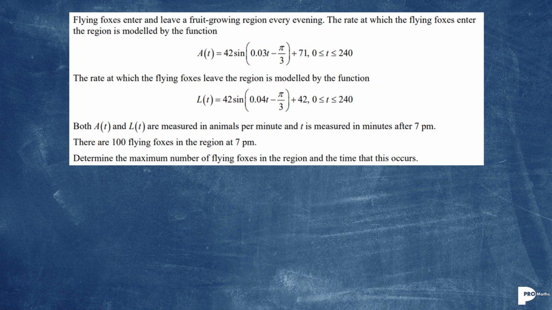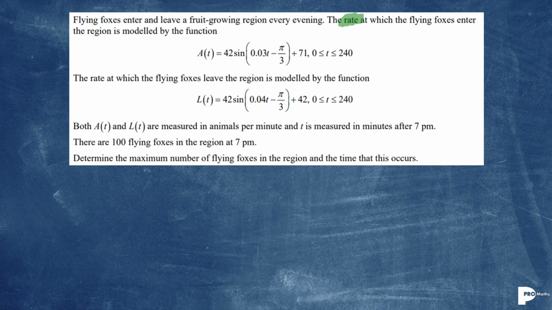Alright, not going to read through the whole thing, so like I said, feel free to pause. We've got some flying foxes. Are they an Australian thing? I should know this. Maybe, I'm not sure. Anyway, let's talk about the key bits of information. Firstly, these are rates. That's important.